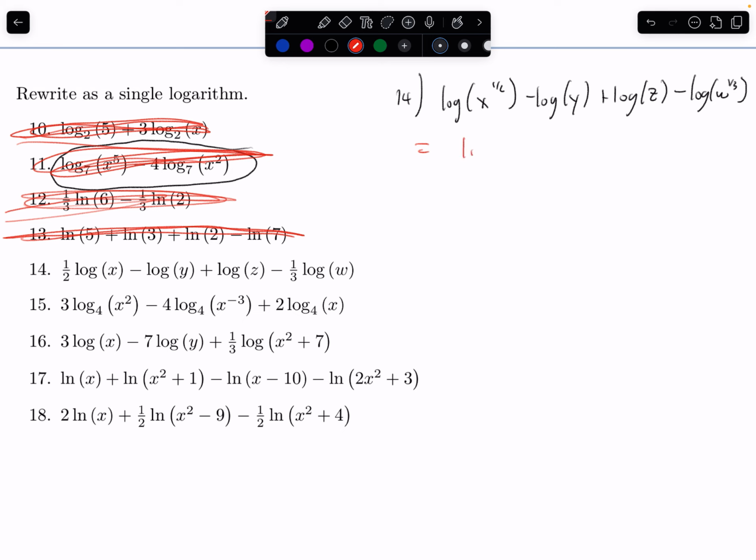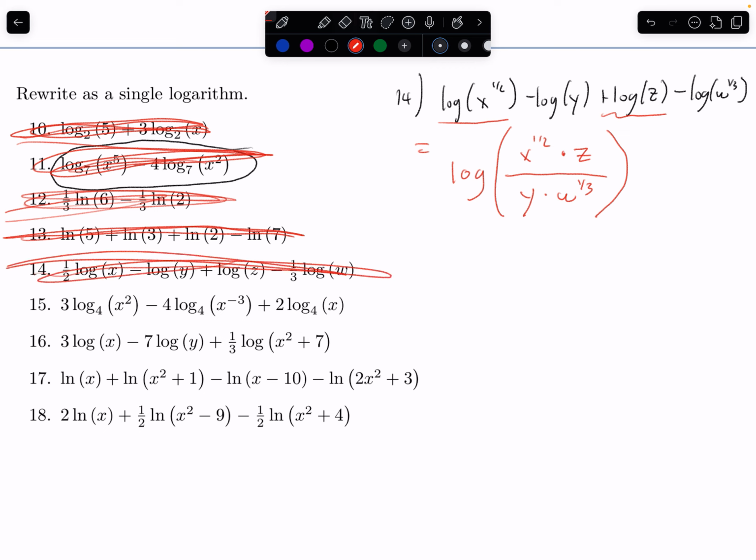So it's going to look like this. Log of x to the half power times, this is a positive one, this is another positive one, z. The bottom, this is a minus, so that's y on the bottom. This is a minus, so that's w to the 1/3 on the bottom. We're done already. This log looks kind of misplaced; it should be in the middle. This is the common log, log base 10, since it's not explicitly stated.